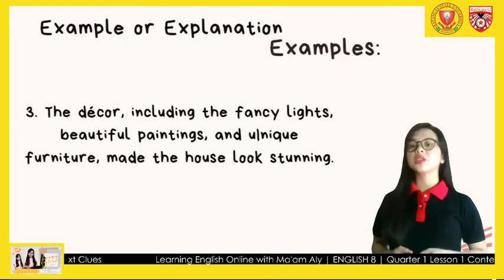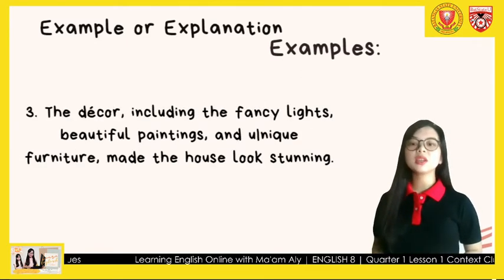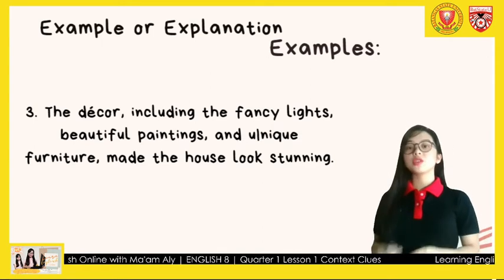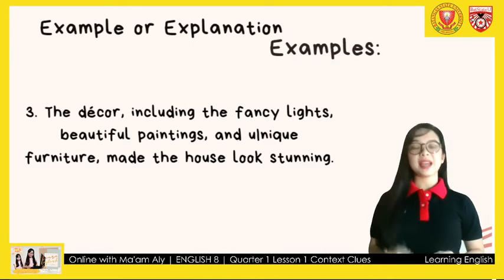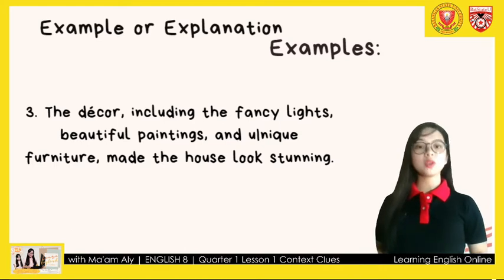The examples stated in numbers 1 and 2 are some of the reasons why a person can be labeled as duplicitous. The decor, including the fancy lights, beautiful paintings, and unique furniture, made the house look stunning. The word decor generalizes the lights, paintings, furnitures, and etc., which can be found inside a room or establishment.